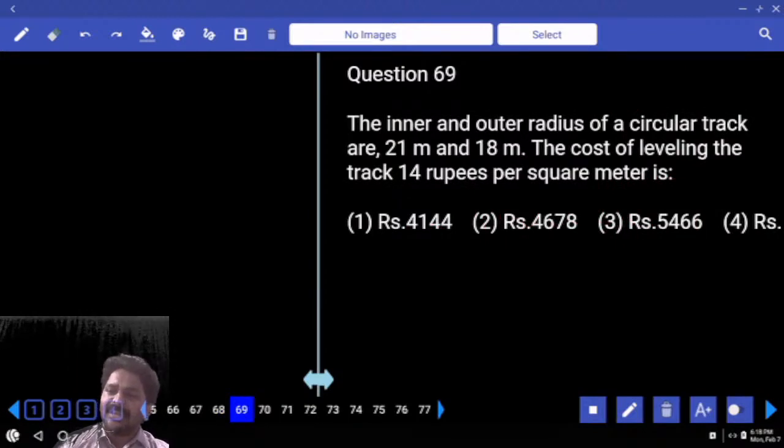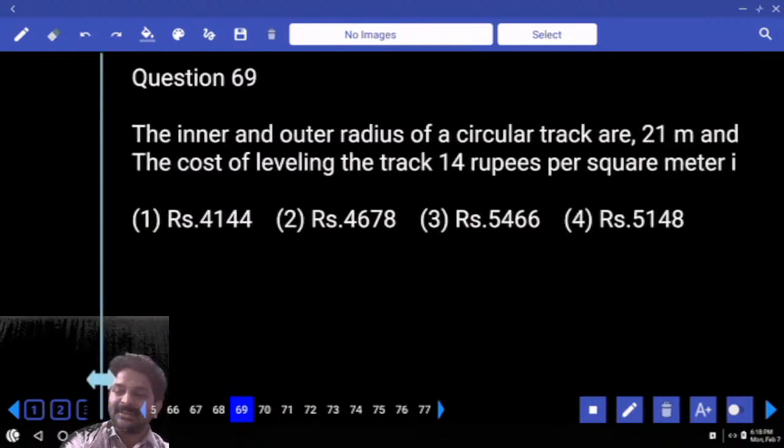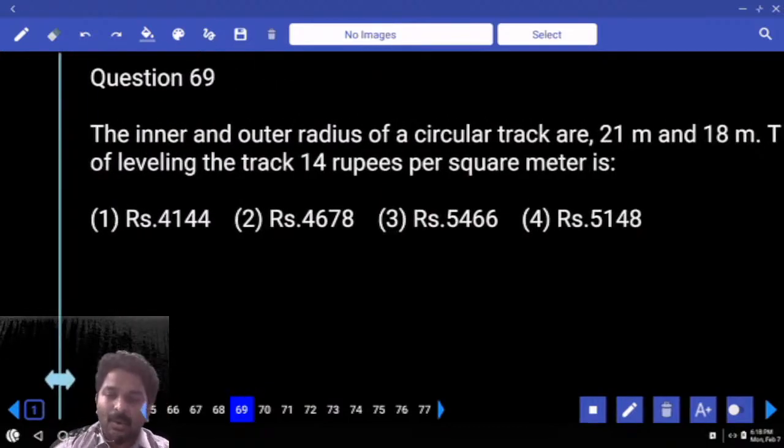The inner and outer radius of a circular track are 21 and 18 meters. What is the cost of leveling the track at 14 rupees per square meter? Answer must be 11 multiple. Fourth option, final answer.